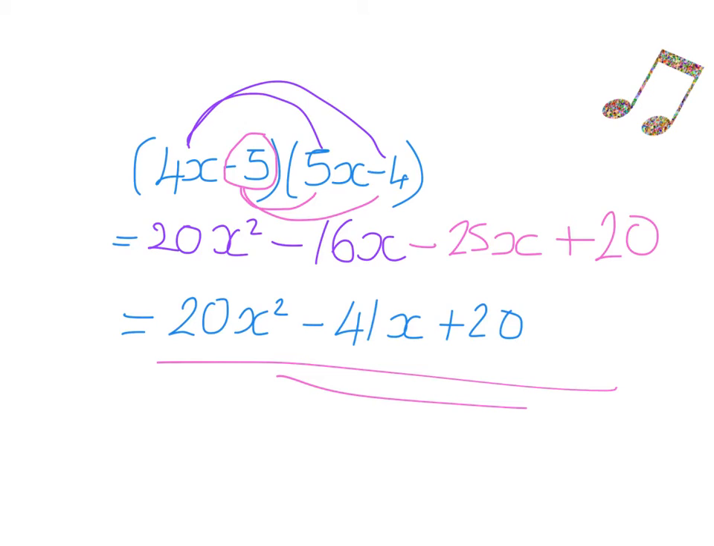Okay, now sometimes the brackets are in a slightly different order, so we'll just do one like that as well. So this time I'm going to start with 1 minus y. It doesn't always need to be an x, it can be any letter in there. So 1 minus y, and I'm going to multiply by 15 plus y.